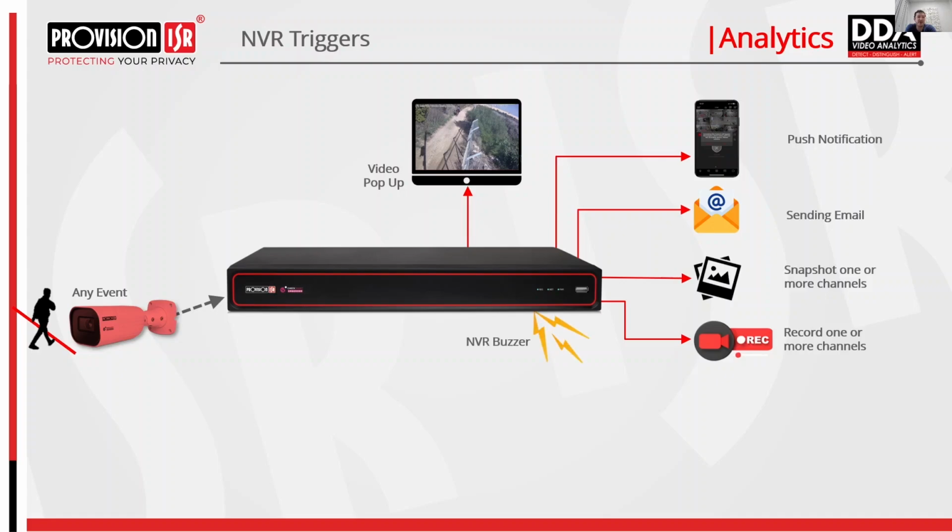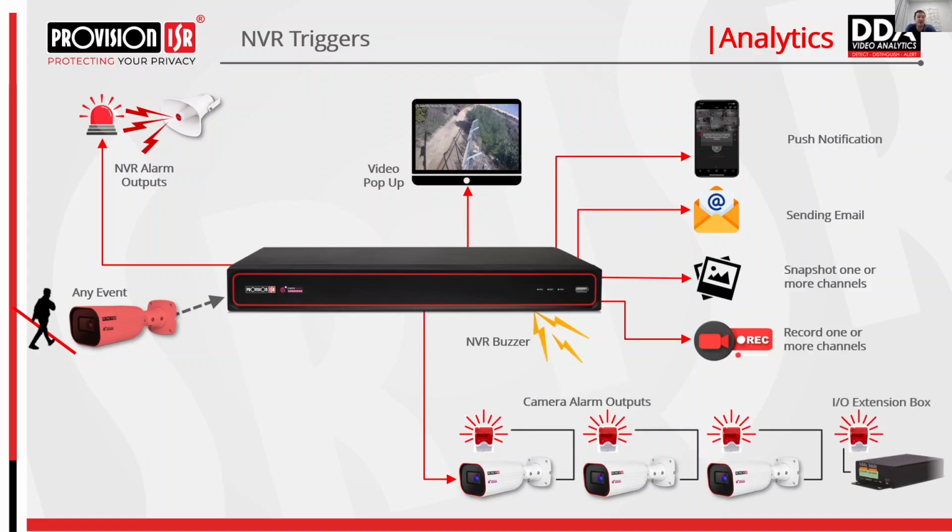And the NVR buzzer, you can actually activate it as a trigger for immediate on-site awareness, that annoying buzzer sound. And then let's move on to alarm outputs. So you can activate alarm outputs on the NVR, which can be connected to third-party devices such as strobe lights and sirens, or you can activate alarm outputs on any connected device that has an alarm output. So for example, any camera with an alarm output, or even our I/O extension box with an alarm output, you can activate based on any event.